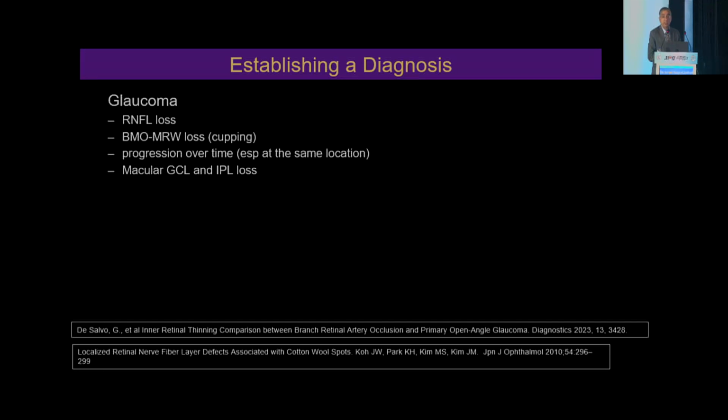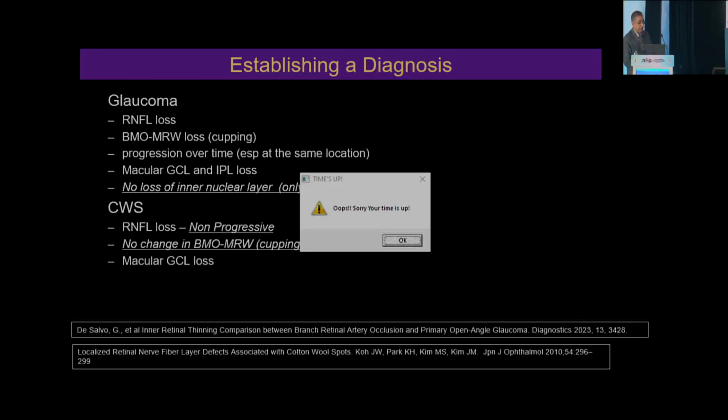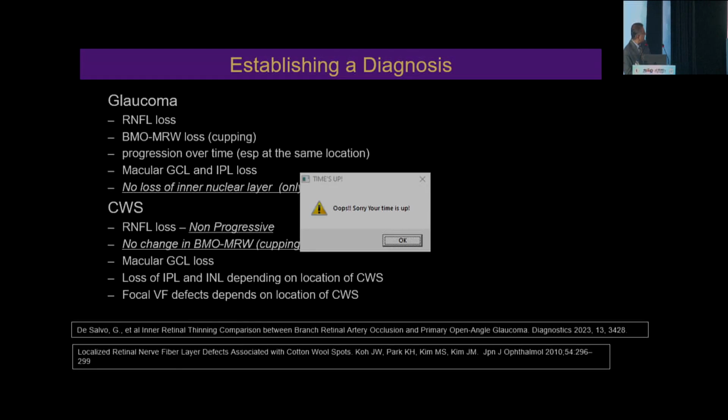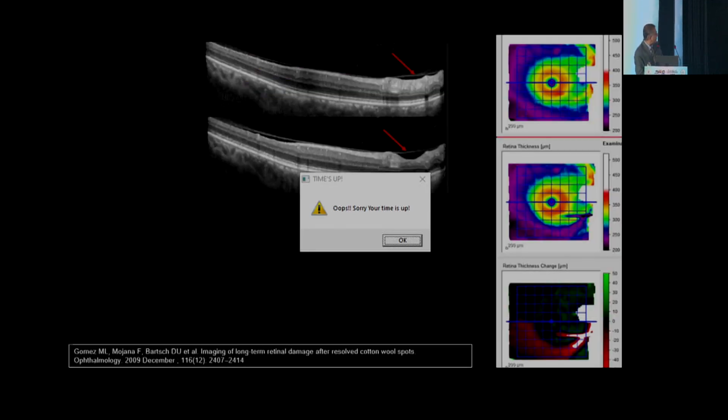So how do you identify glaucoma? Nerve fiber layer loss, cupping, that is the Bruch's membrane opening minimum rim width, progression over time at the same location, and ganglion cell and inner plexiform layer loss, but no loss of the inner nuclear layer. In cotton wool spots, no progression, no change in cupping, ganglion cell loss, and inner nuclear layer loss depending on the location of the cotton wool spot.